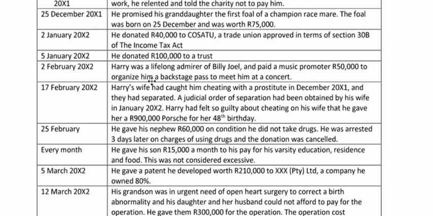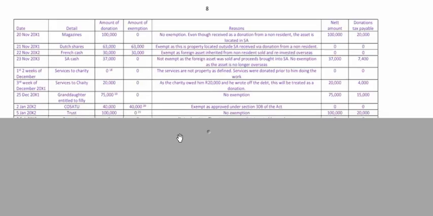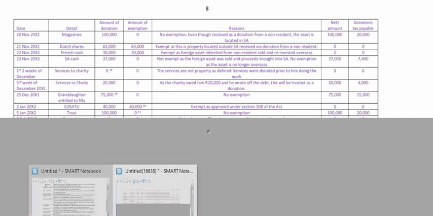He donated 100,000 to a trust. Donations into a trust attract donations tax. Donations out of a trust are not subject to donations tax. Because this is into a trust, it will attract donations tax. 100,000, no exemption. 100,000 donation times 20%, 20,000 donations tax payable.